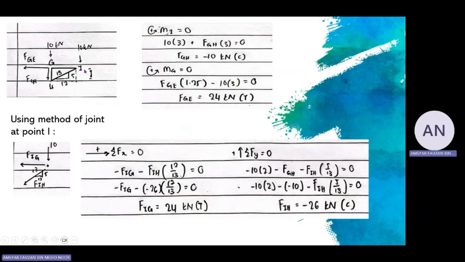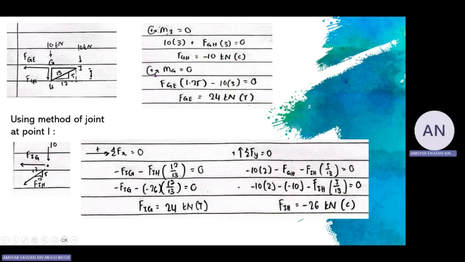We use the method of section at points I, G, H. Moment around the point I is equal to 0. So around the point I, 10 times 3, because the distance between G and I is 3, plus force GH, which is counterclockwise to point I, equals 0. We got FGH equal to negative 10 kilonewtons, and it is compression.